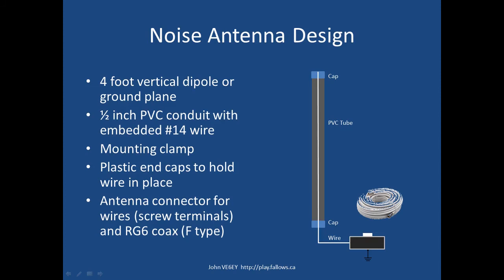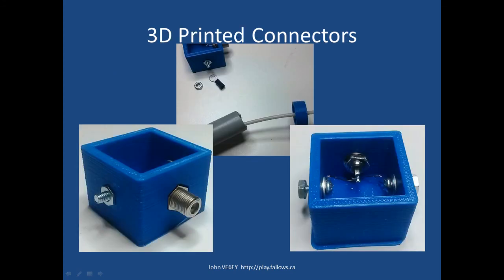I use a 4-foot vertical dipole or ground plane. It's a 1/2-inch PVC conduit with embedded number 14 wire. I clamp it to a fence or something to place it vertically. I find most RFI is vertical polarization. I 3D printed some end caps to hold the wire in place, and I 3D printed a connector to connect RG6 coax to some screw terminals for the antenna. And here's a picture of the 3D printed antenna connectors. I love building things with my 3D printer and putting them together.